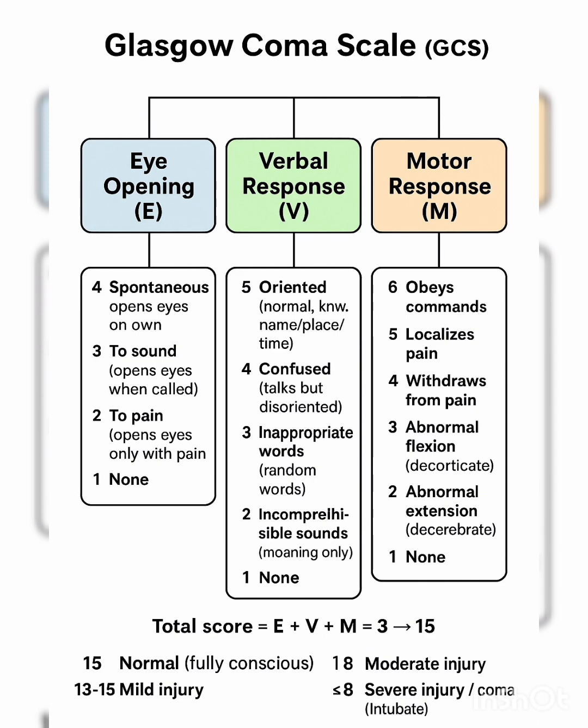And V2 is also known as incomprehensible sounds. Here patient only moans, groans, and makes noises but no clear words, not forming words. Then it's marked as V2. And V1 is also known as none. Here no verbal response at all, silent even after pain or repeated questioning. If you question repeatedly or give any stimulus, and patient has no response, it's marked as V1.